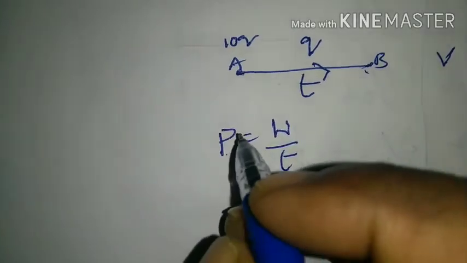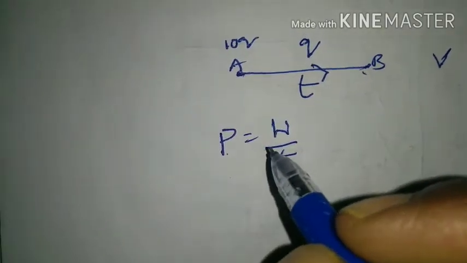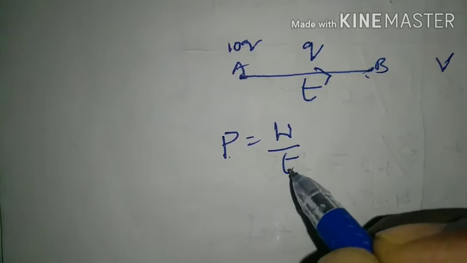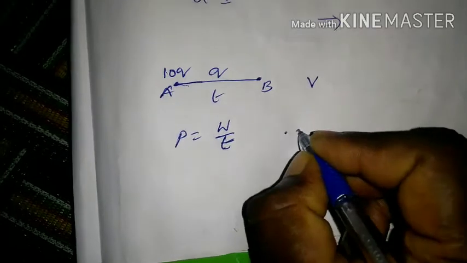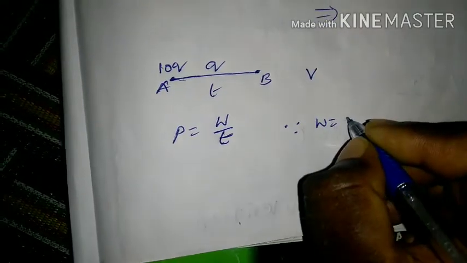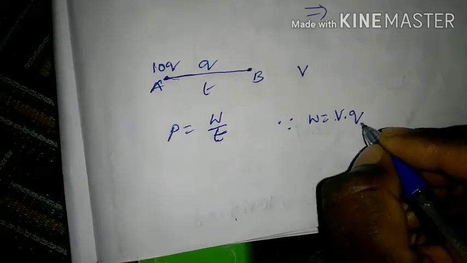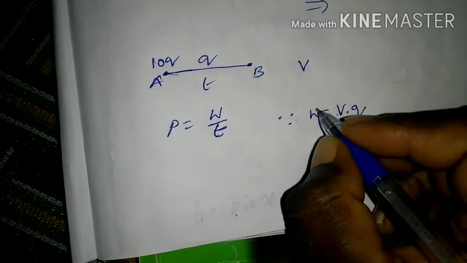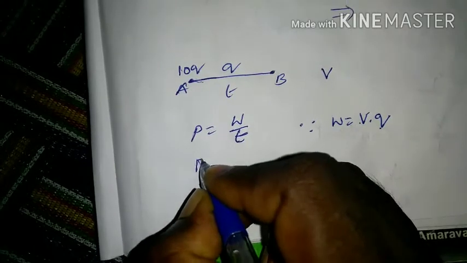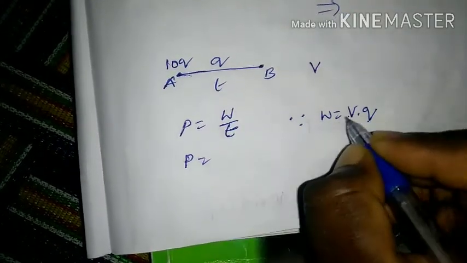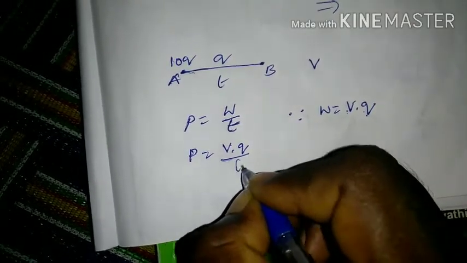P means power. What is meant by power? The rate of doing work is called power. Rate means per time. Since W is equal to V into Q, where V means potential difference and Q means charge, work done is equal to V into Q. After that, P is equal to work done by time, which is V into Q by T.